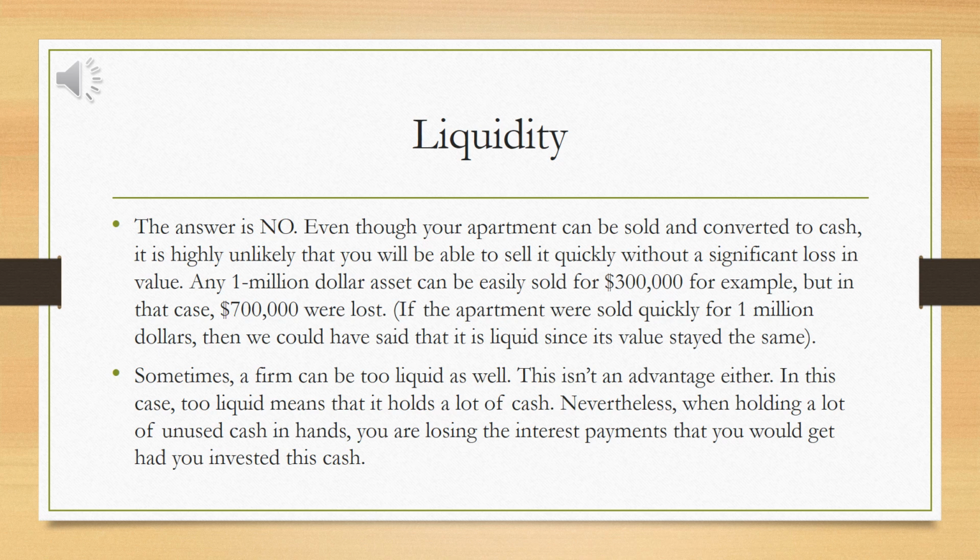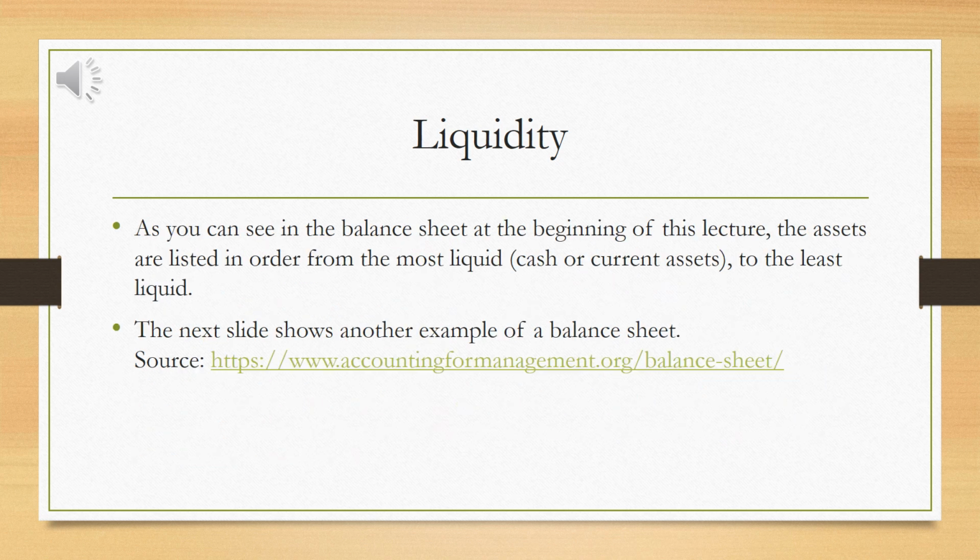This isn't an advantage either. In this case, too liquid means that it holds a lot of cash. Nevertheless, when holding a lot of unused cash in hand, you're losing the interest payments that you would get had you invested this cash. As you can see in the balance sheet at the beginning of this lecture, the assets are listed in order from the most liquid, which are cash or current assets, to the least liquid.